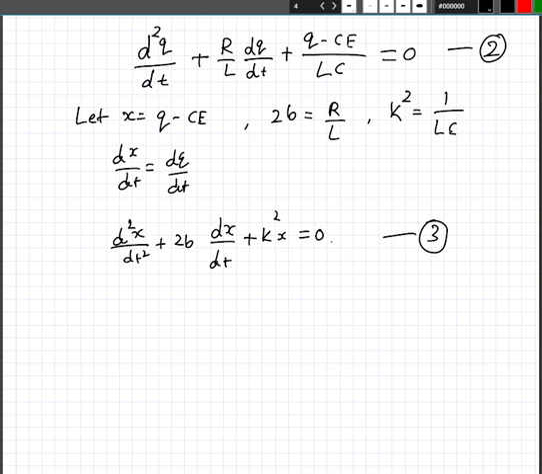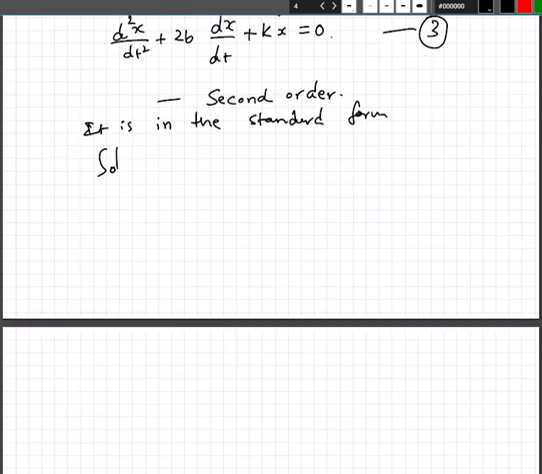This is the differential equation of second order. It is a standard form, you might know better than me. So it is in the standard form, and it has got a solution of the form x is equal to e to the power alpha t.